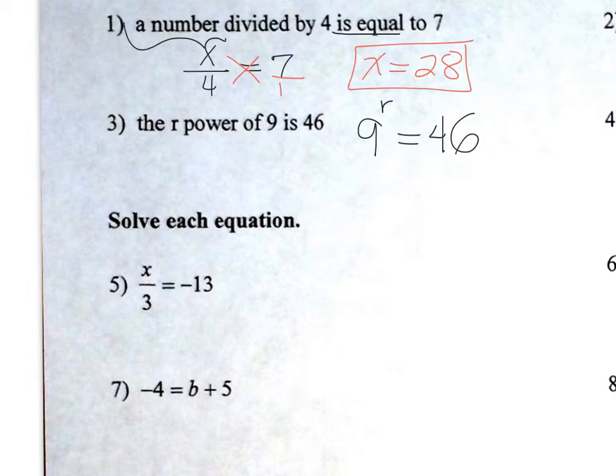Another question is, what could R be equal to? Now think about it. If R is equal to 1, then you'll have 9 to the first power. How much is 9 to the first power? 9. Let's pretend R is 2. 9 to the second power, how much is that? 81. So could it be 2 or more than 2? No. It has to be between 1 and less than 2.